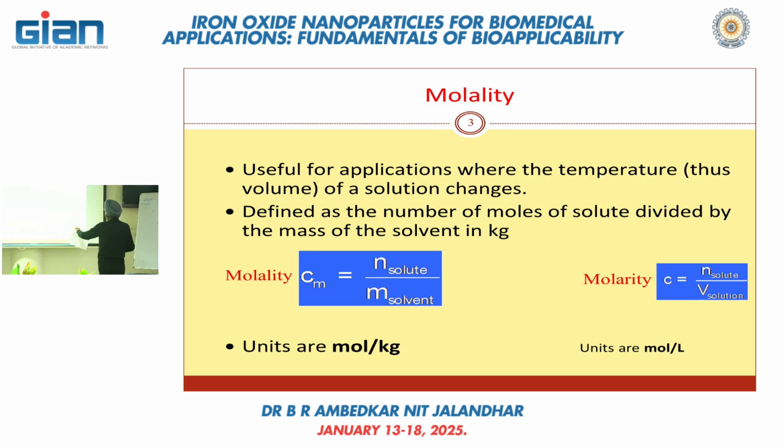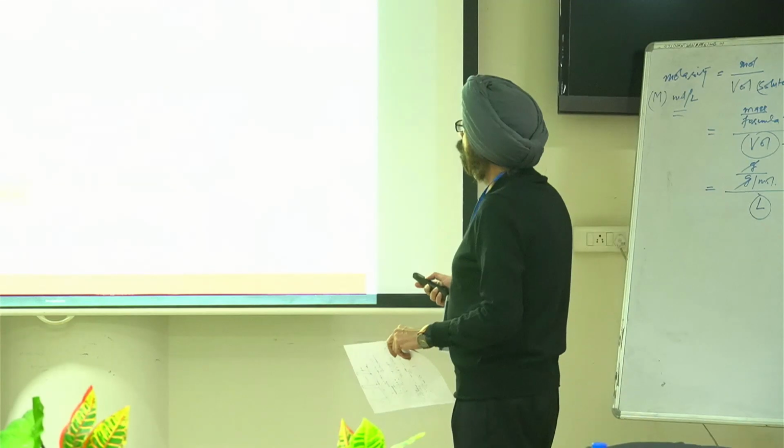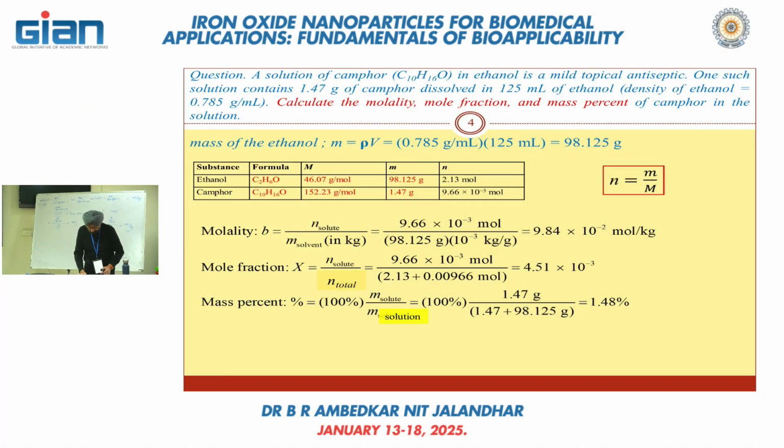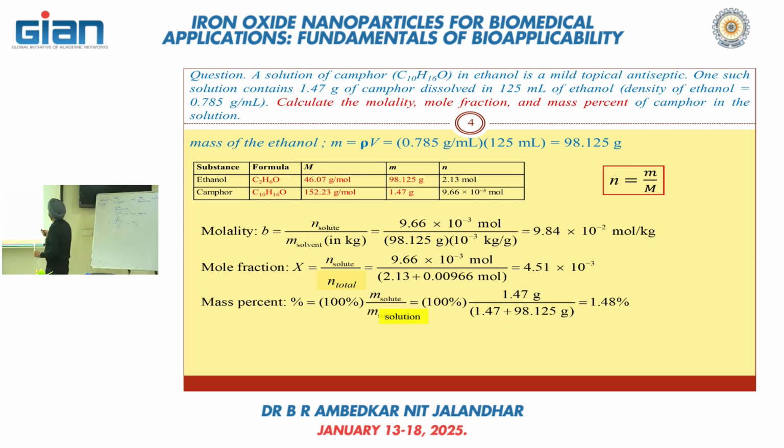So this is what I have explained over here. Quantitatively, when you have to perform any calculation, if you see any kind of numerical problem, here you could see a numerical problem. It asks: if you dissolve a solute like camphor in ethanol, 1.47 grams of camphor is dissolved in 125 ml of ethanol, and density is provided. How can you calculate the molarity, molality, or the mole fraction? Again, it is not a big deal.